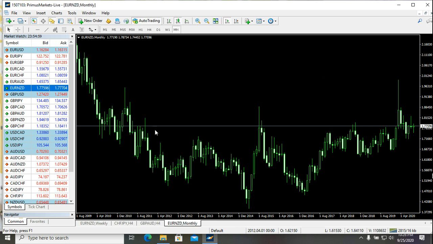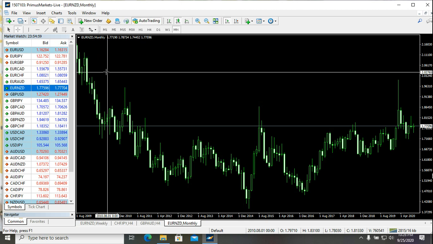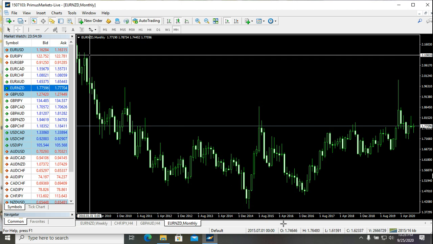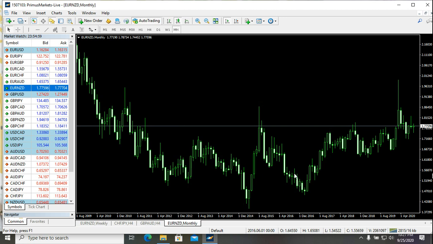Let's go. This is the monthly chart of EURNZD. Now if you look at this, it has been on a downtrend for some months, not days. This is a monthly chart, so for some months, until it finally started making its way back up, and it has been on the up move for some months again. Each candle represents a month. So you can see for how long this trade has been on the up move.